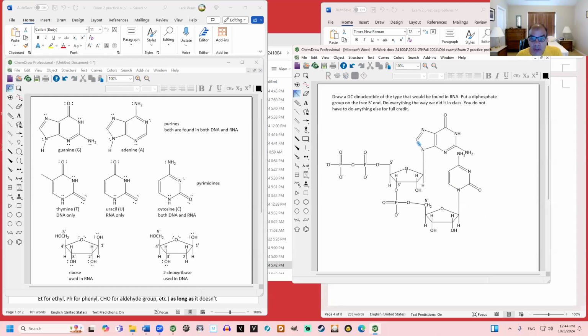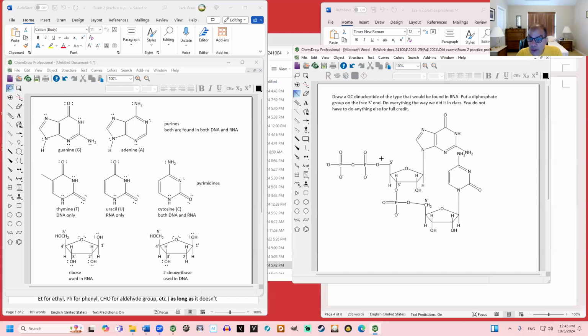So I think that's it. We've got a guanine nucleotide. We've got a cytosine nucleotide. The two of them are connected by a phosphate ester going from the 3' end of the first one to the 5' end of the other. And then it says put a diphosphate group on the free 5' end. This would have been OH originally, but it's instead O-diphosphate. Let me check my answer key and just make sure I've not made any mistakes.